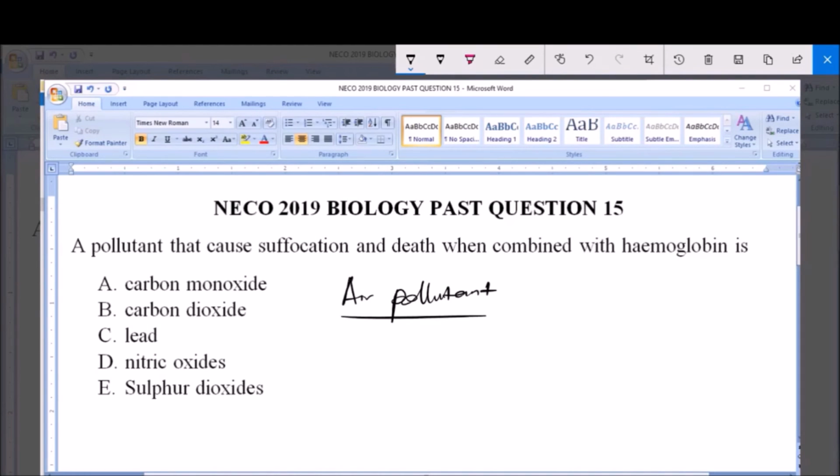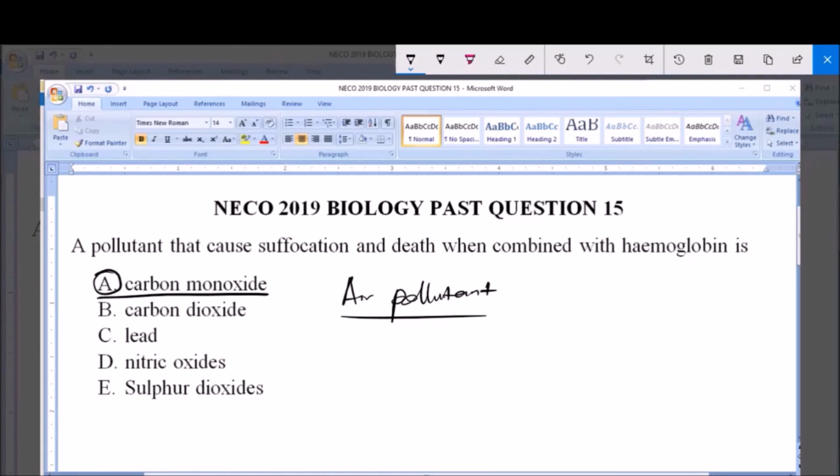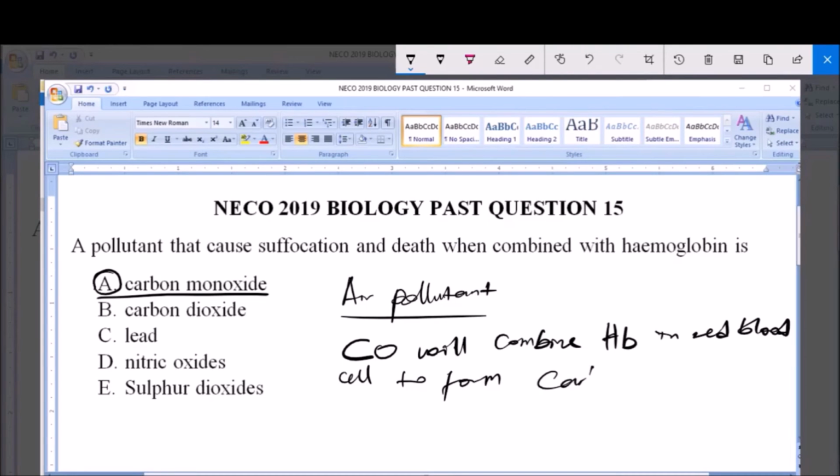And we are asked which pollutant causes suffocation and death when combined with hemoglobin. Now, the answer to this question is carbon monoxide, because carbon monoxide is a poisonous gas. Carbon monoxide, that is CO, when inhaled, will combine with hemoglobin, HB, present in the red blood cell to form carboxyhemoglobin.